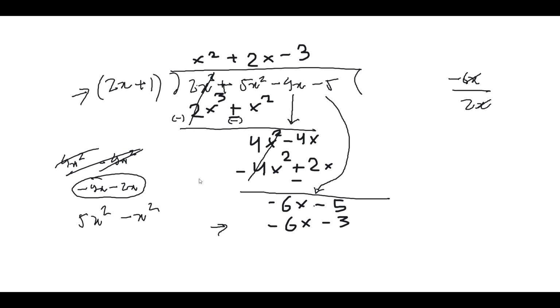Okay, and then you subtract them. When you subtract them, both of the bottom ones, only the bottom one, their signs flip. So what's the last step here? What is our remainder?